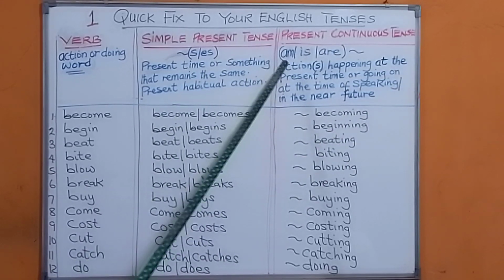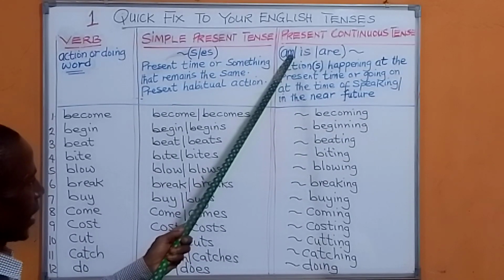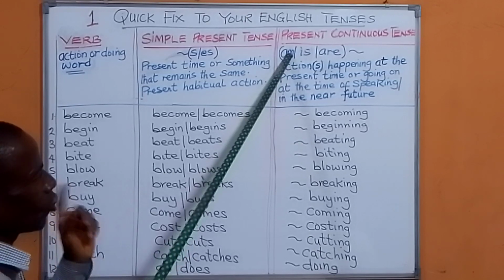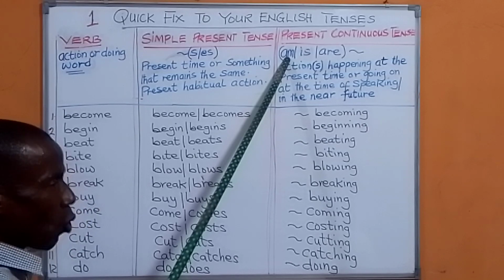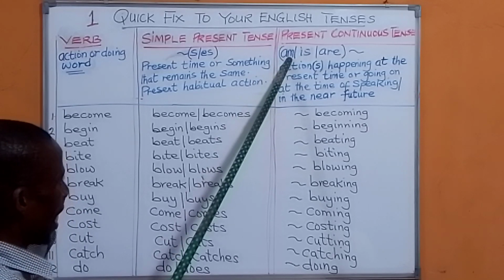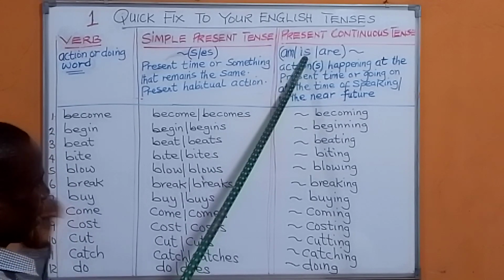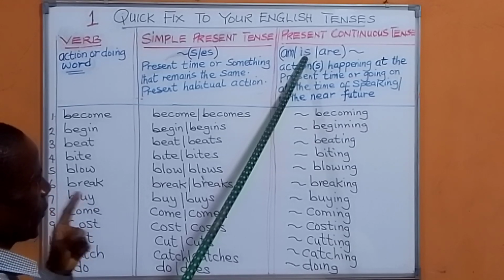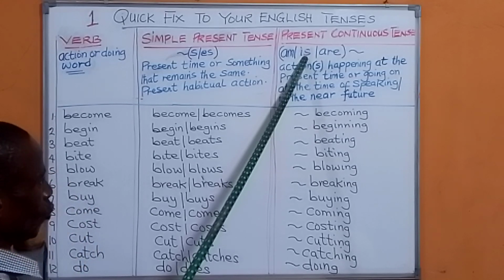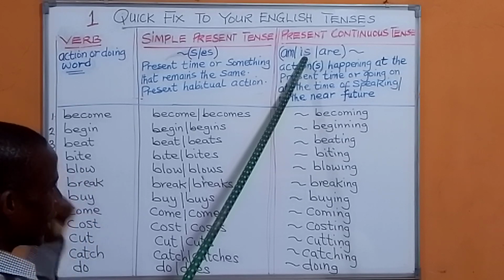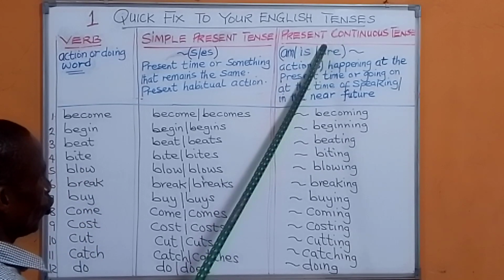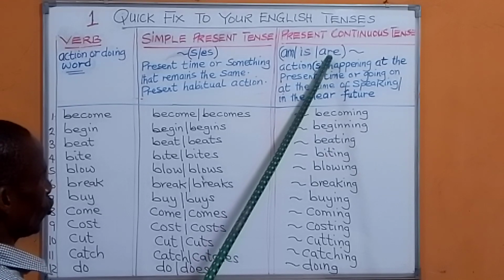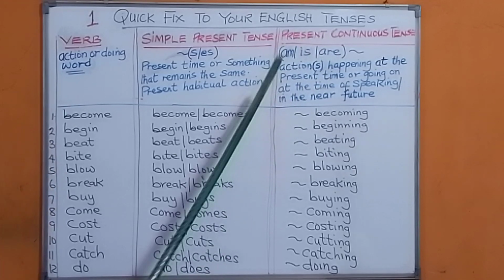Now, in present continuous, before I forget, you have this am. Am is normally used for I, only I. I am. Now, is, when that particular event is singular, when it's one. When you are talking about one event, you use is. When there are many, you use are. Are is for plural. Is for singular.